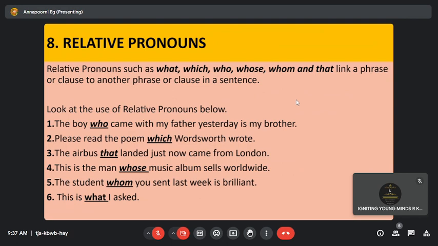If you look at the examples, you will understand that. Relative pronouns such as what, which, who, whose, whom, and that link a phrase or clause to another phrase or clause in a sentence. So the usage of relative pronouns is that they link or join two phrases or two clauses in a sentence. The pronouns that do the joining we call relative pronouns.